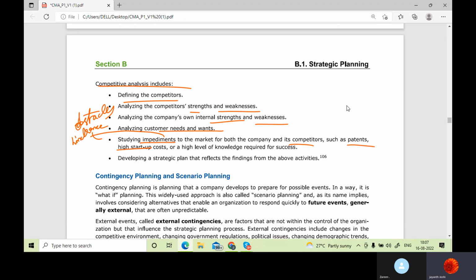Telangana government has taken a very good initiative of T Hub, whereby they are providing an incubation center for all the startups. That means whatever charges are there, they'll be charging very less. They want the startups to come up, and developing a strategic plan that reflects the findings from the above activities.